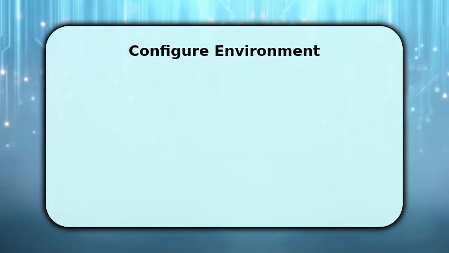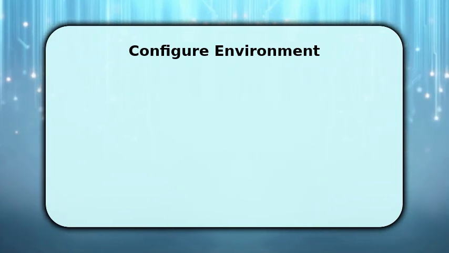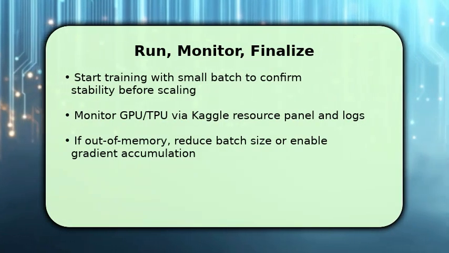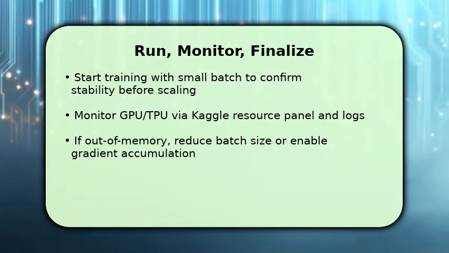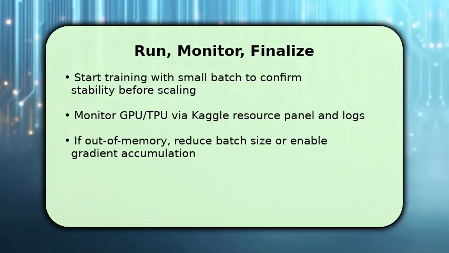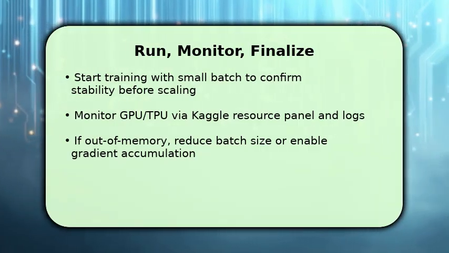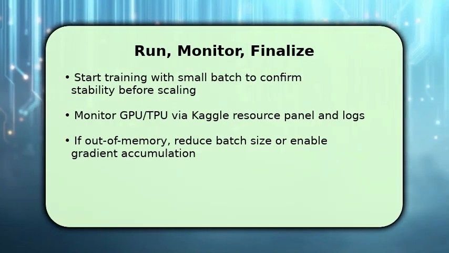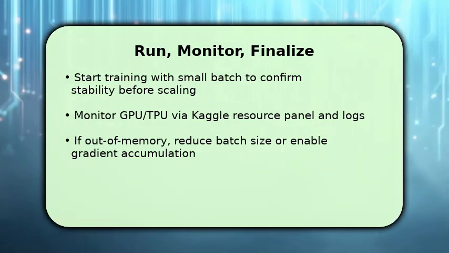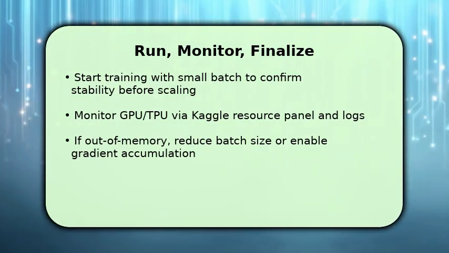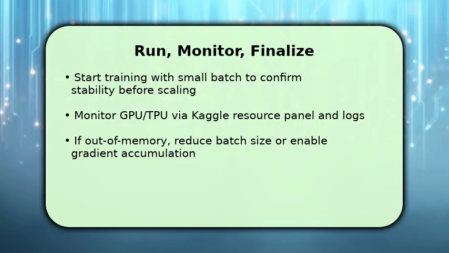Finally, run your job with a conservative batch size to confirm everything works, then scale up once stable. Monitor resource usage from the Kaggle panel and check logs for errors or thermal throttling. Save checkpoints frequently to avoid losing progress. Use background saves to your dataset or to external storage. If things go wrong, most often you can recover by reducing batch size or enabling gradient accumulation.